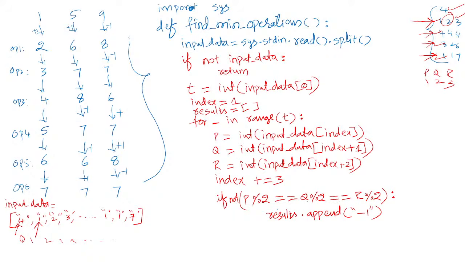This is the parity check. What happens here? You should understand this for the example 1 5 9. Whether it is passing the parity check or not. P value is 1, no? 1 mod 2 returns the remainder 1. Then Q mod 2, 5 mod 2, you get the remainder 1. Then 9 mod 2, you get the remainder 1 here. Since all of them are equal, 1 is equal to 1 is equal to 1, yes, true.